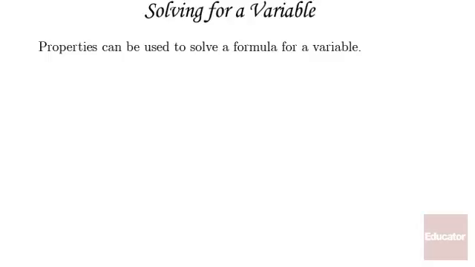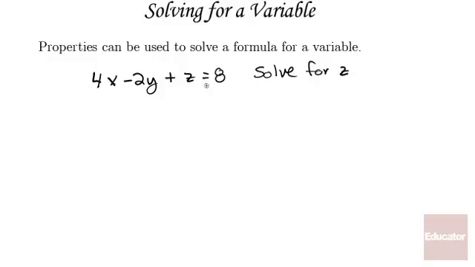Sometimes in algebra, you'll be asked to solve for a variable. So these properties can be used to solve a formula for a variable. I may be given a formula such as 4x minus 2y plus z equals 8, and I might be asked to solve for z. So I'm going to solve for z in terms of x and y. While I may not figure out the actual numerical value of z, I can isolate it and solve for it in terms of the other variables.